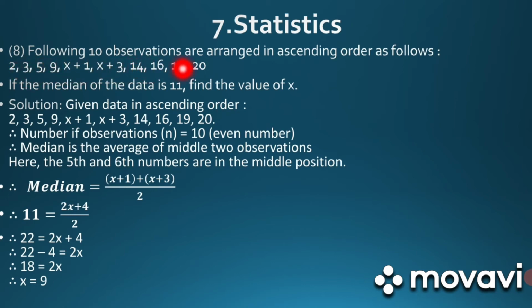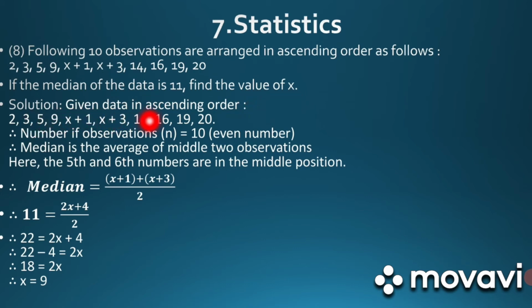Following 10 observations are arranged in ascending order as follows: 2, 3, 5, 9, x plus 1, x plus 3, 14, 16, 19 and 20. If the median of the data is 11, find the value of x.